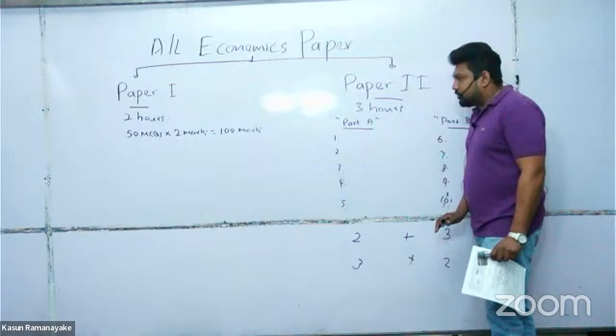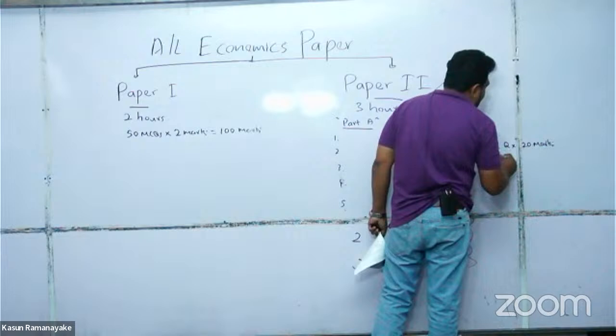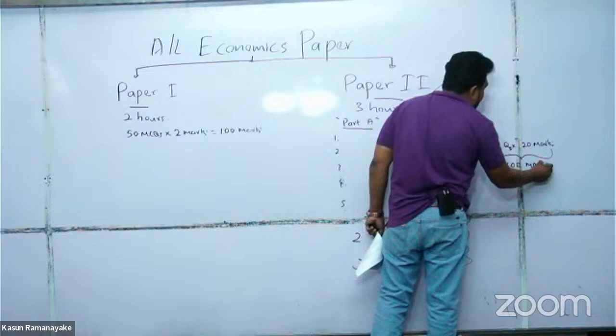One question carries how many marks? Here, one question carries 20 marks. How many questions to be done? 5 questions. Altogether, you will get 100 marks.